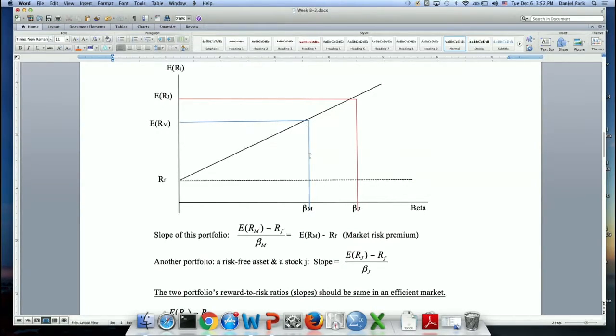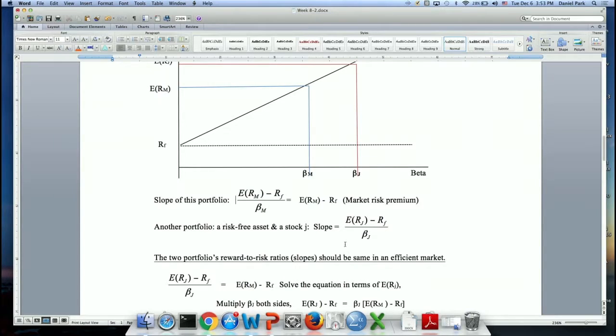That's ERM. If this is 10 and this is 4, then it's 10 minus 4. So this is ERM minus RF. That's the slope. And another slope in the same line: this is from 0 to beta J. So the run is beta J. And then the rise, the red part here: the whole one is ERJ from 0 to here, and we have to subtract RF. So ERJ minus RF, that's the rise part. Run is beta J, rise is ERJ minus RF.